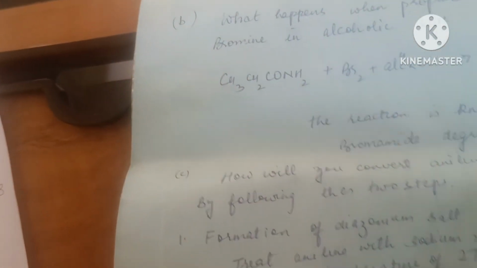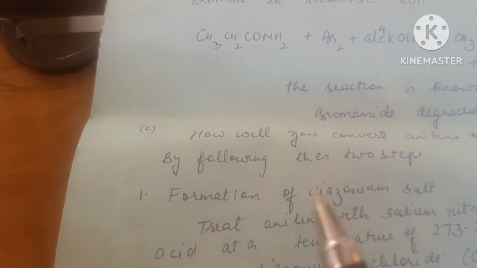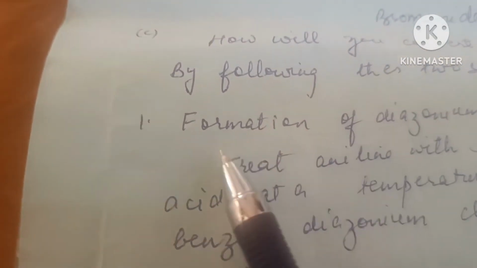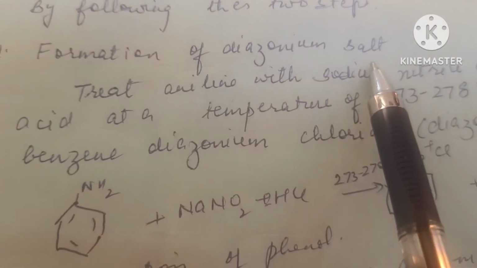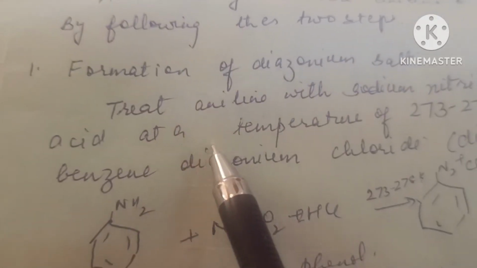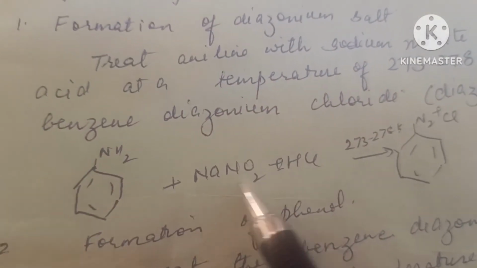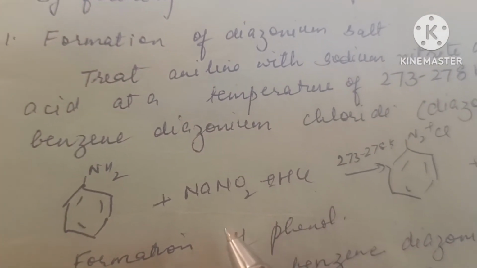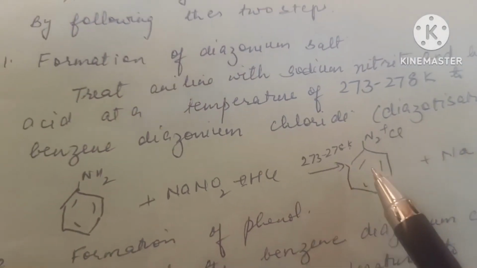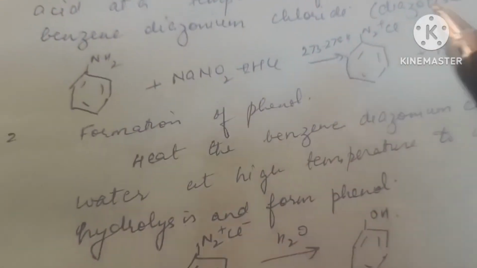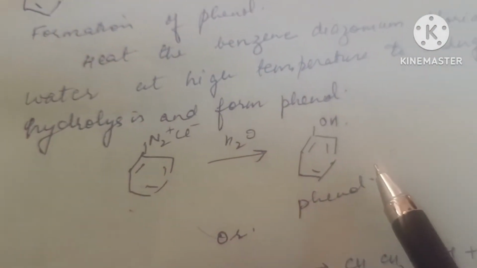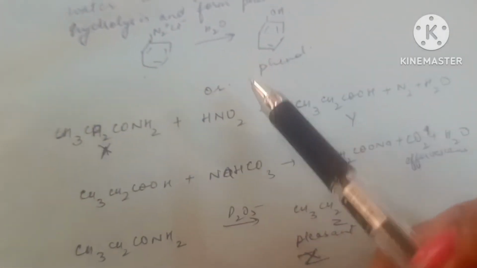How will you convert aniline to phenol? So we can convert aniline to phenol by the following two steps. First is formation of diazonium chloride. Aniline को हम ट्रीट करेंगे विद सोडियम नाइट्राइट एंड HCl एट आइस कोल्ड कंडीशन 273 to 278 केल्विन. So we get benzene diazonium chloride. Second step में benzene diazonium chloride को water के साथ warm करते हैं and we get phenol.